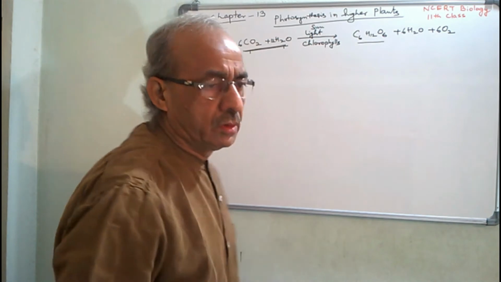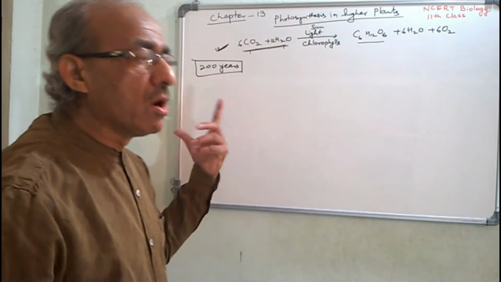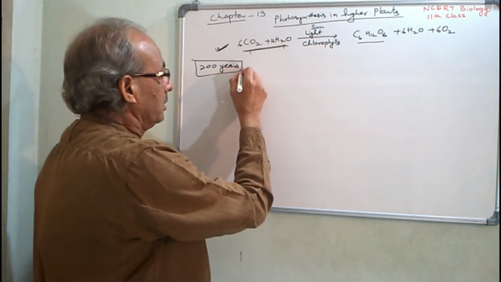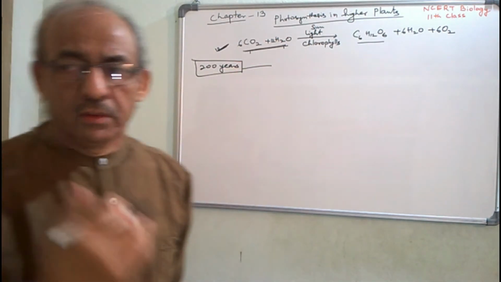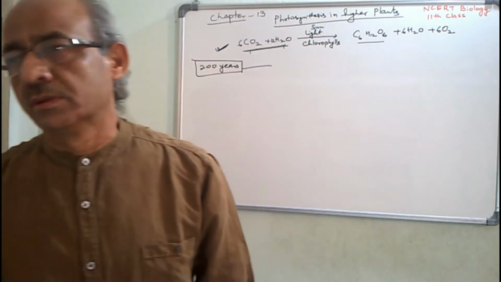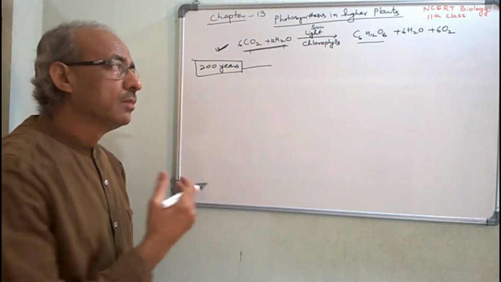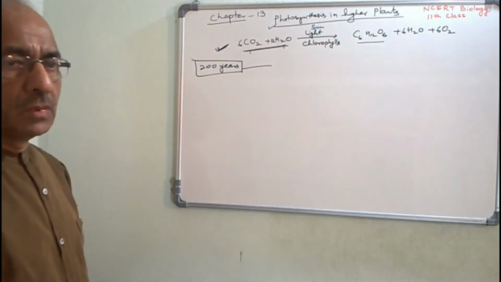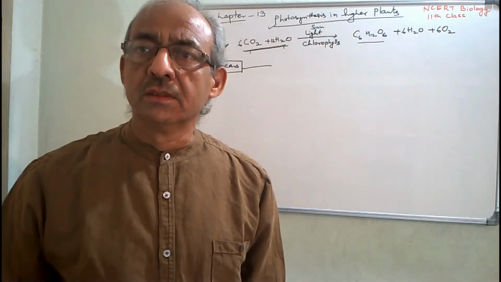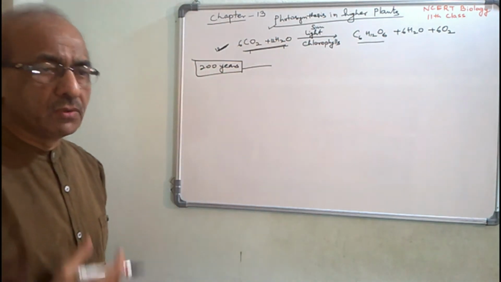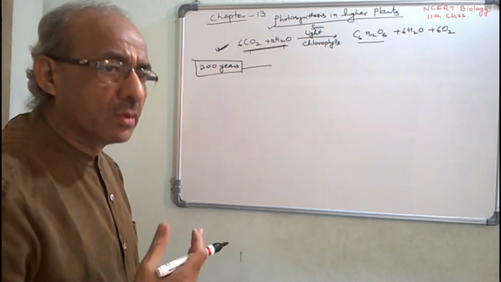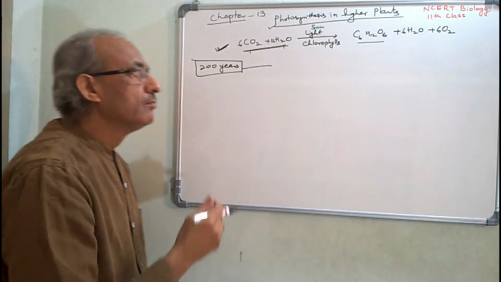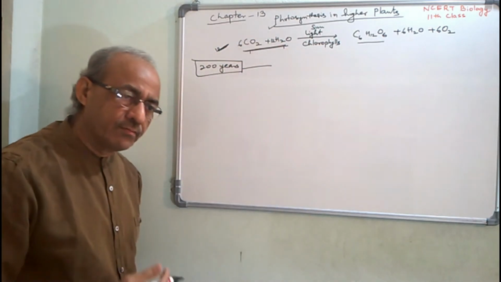During this long period of 200 years, a number of scientists were involved to know about photosynthesis. They were continuously involved in doing their own experiments to find out certain information regarding photosynthesis.